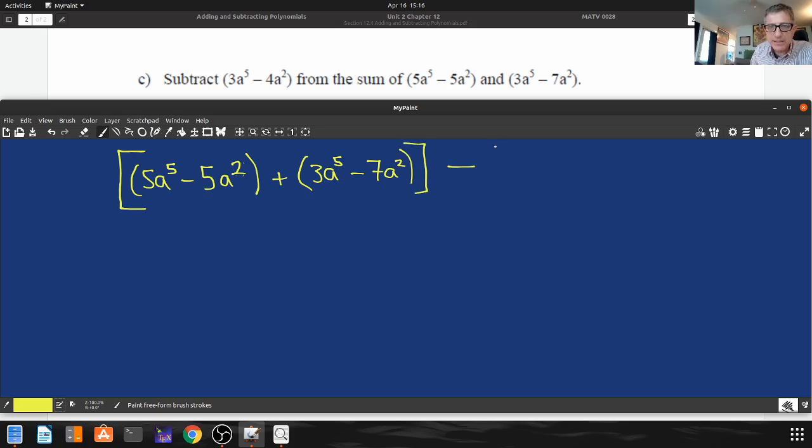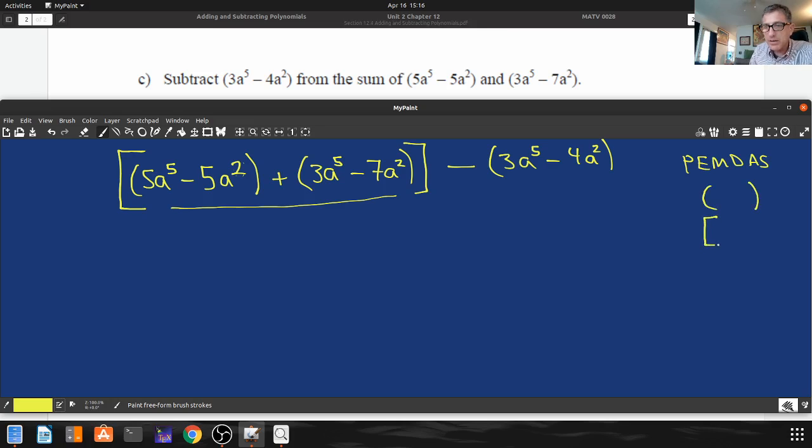And then I'm subtracting 3a to the 5th minus 4a squared. So PEMDAS is in play here. And we can indeed simplify what is in parentheses. So parentheses include this type of parentheses, which I think are just called regular parentheses, and brackets. These together are just called grouping symbols. So I'm going to do what's in the grouping symbols first. And it's addition, so it's not going to be so bad.